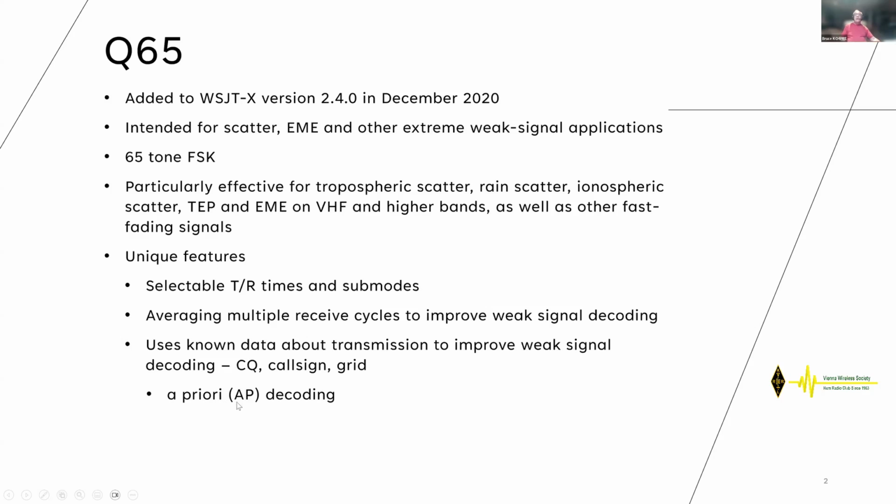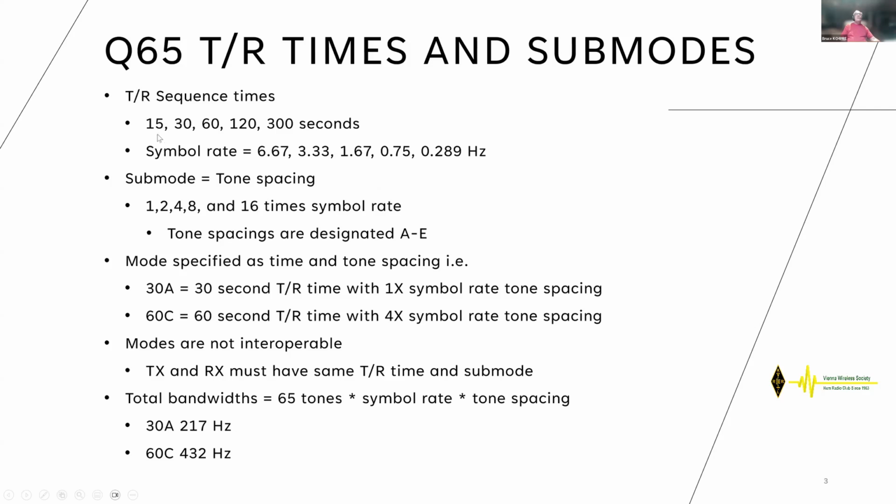Also, it has what they call a priori decoding. If you give it the call sign and grid of the station that you're trying to contact, it will look for those and use that to improve the decoding. The transmit and receive periods are 6, 15, 30, 60, 120, and 300 seconds. And then these are the symbol rates, for the individual ones of those 65 symbols.